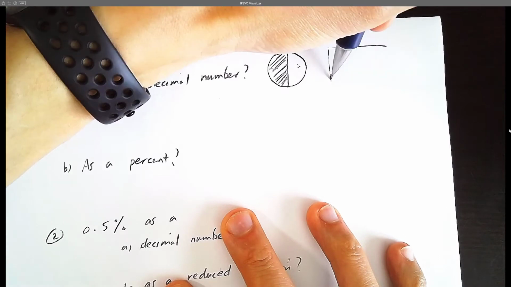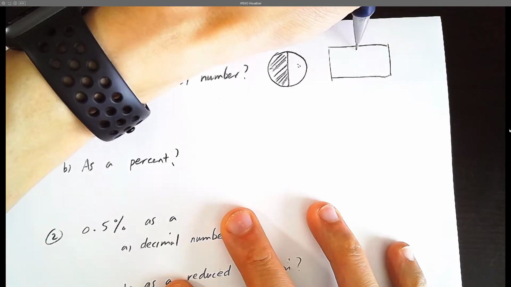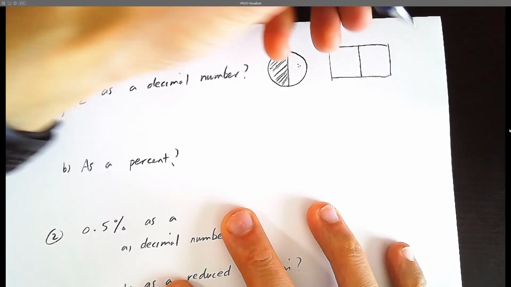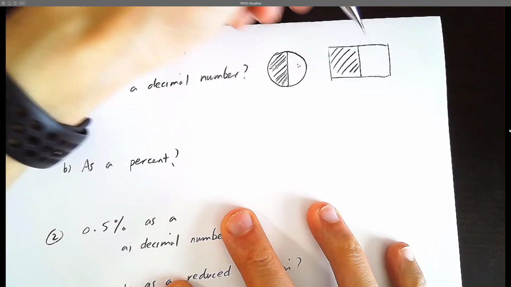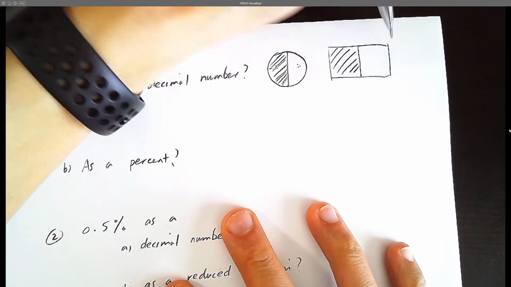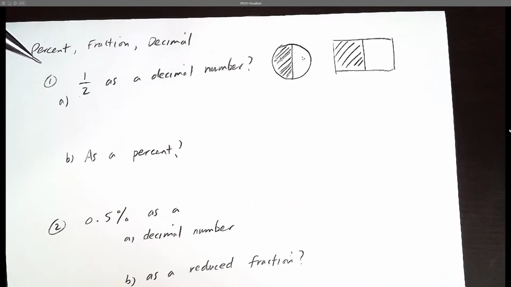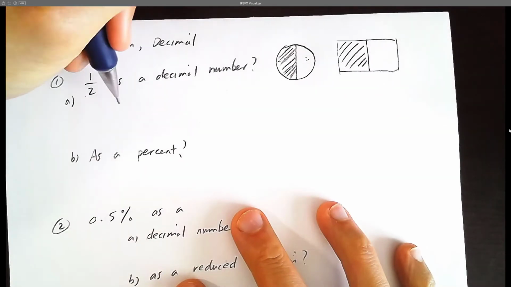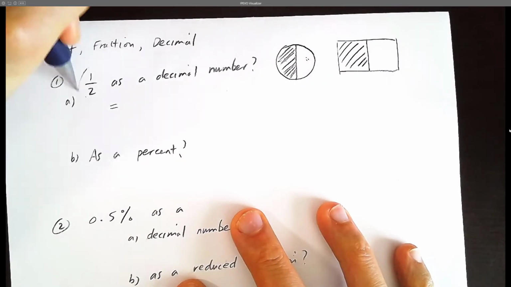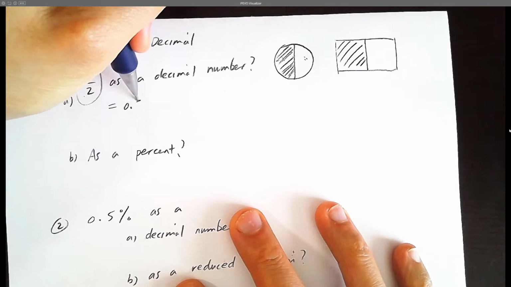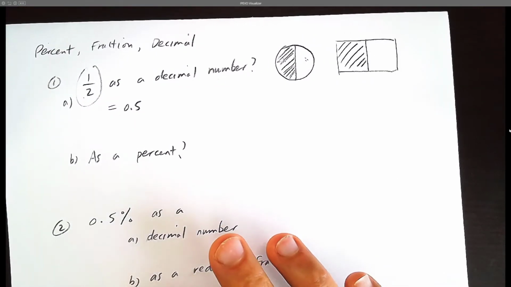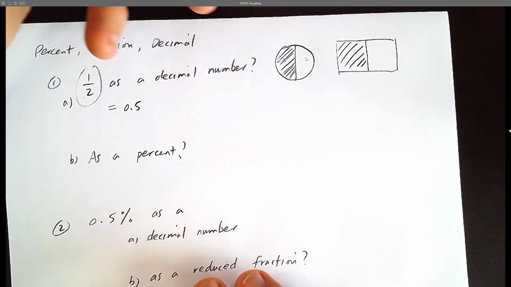It could be a circle, you can even have a rectangle here. You can slice the rectangle in half, and you can say that you ate half the rectangle. Delicious. So as a decimal number, we know that 1/2 is going to be 0.5. You might just know that. But if you really want to use long division, you can.